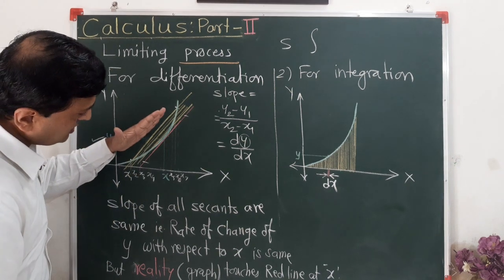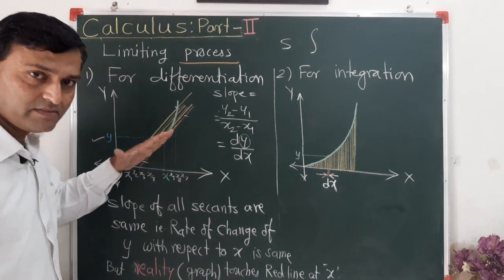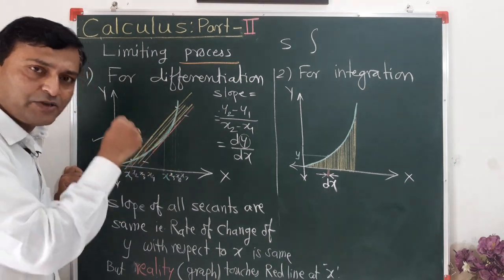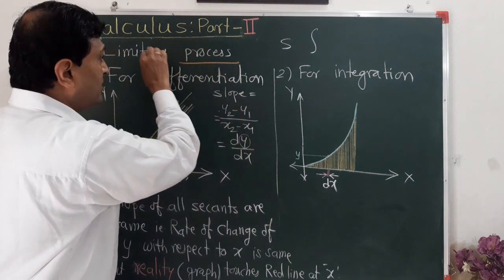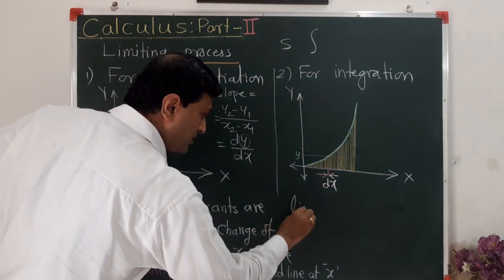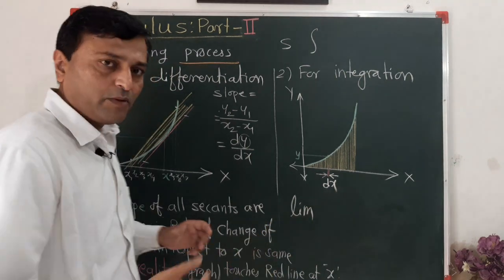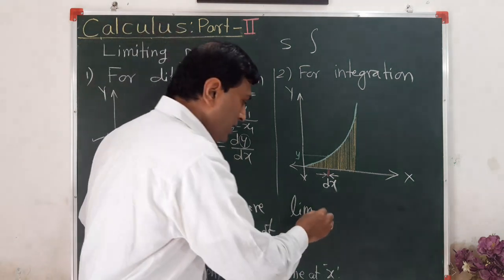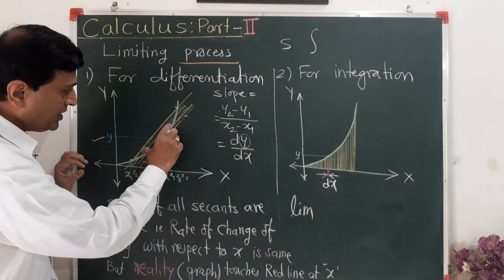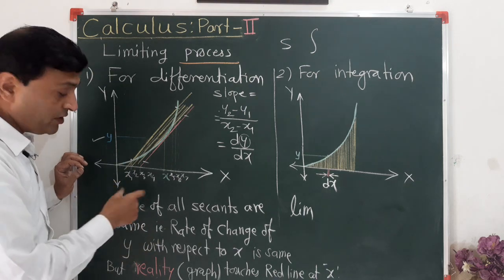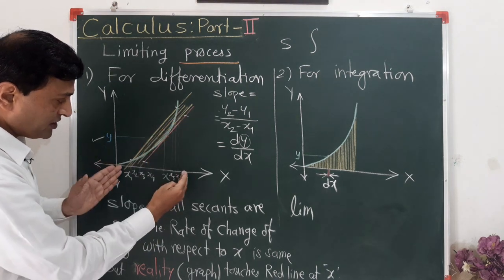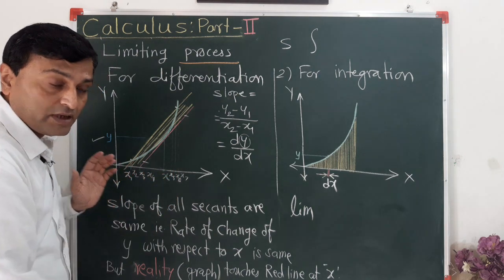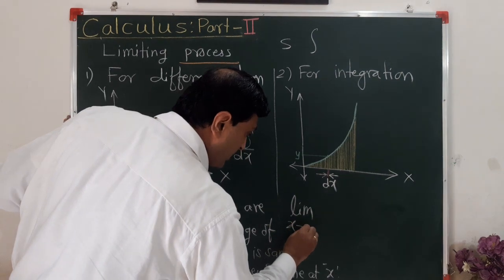Now this is the limiting process. It becomes very small, very small. So that is the limit. It tends to 0. This limiting process is represented as lim, short for limit. Limit of what? We are decreasing the value. Which value, x or y? We are decreasing the x value, x2 minus x1. That's why we have to write x tends to 0.